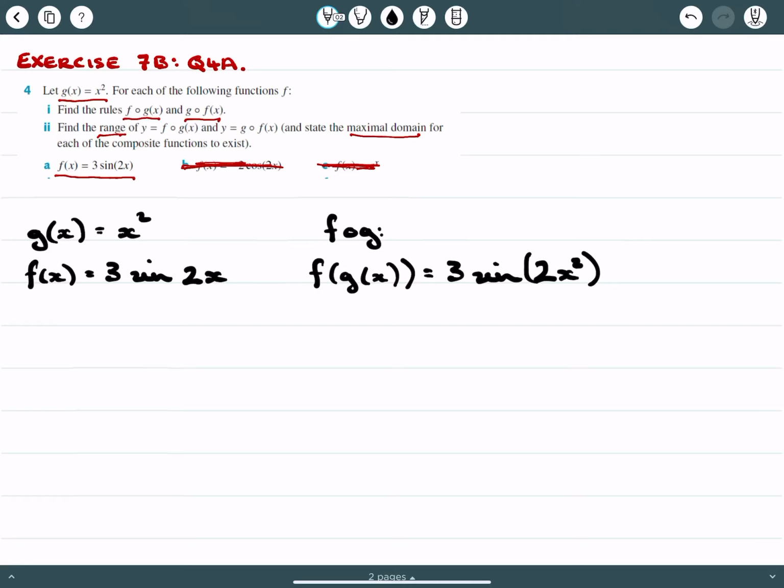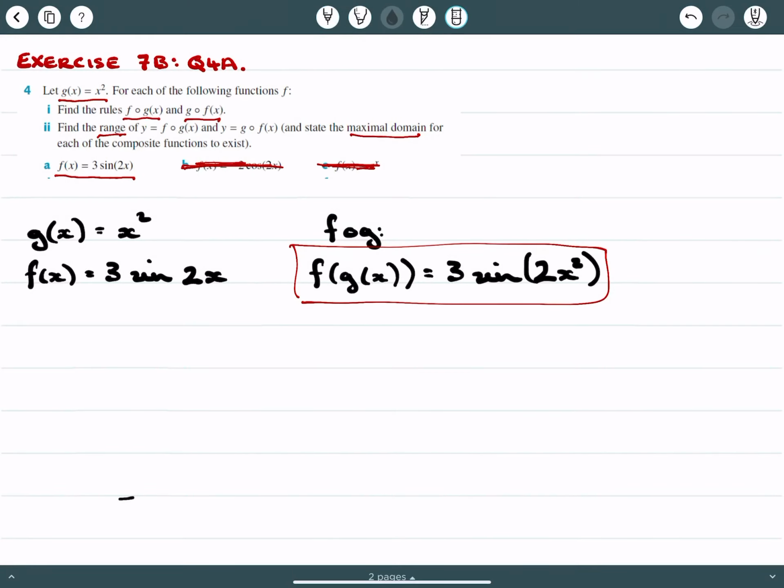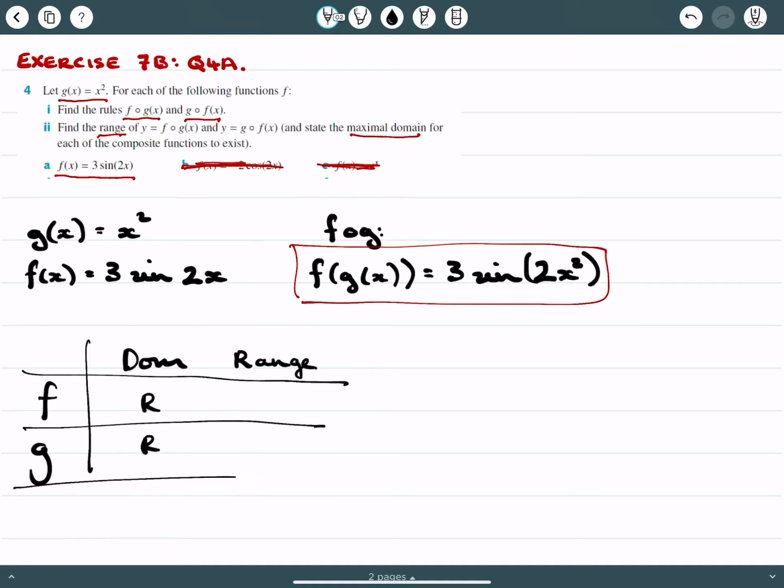Now, I want to ascertain whether the composite function, and by the composite function I mean this function, exists for the domain that is given. What I would do here is look at f, g, my domain for each, and my range for each. My domain for each is all real numbers, so that's quite easy to ascertain. But my range is going to be dependent on each of the functions.